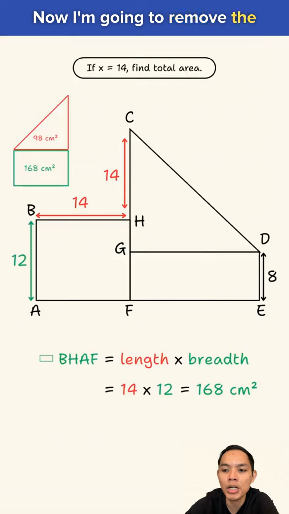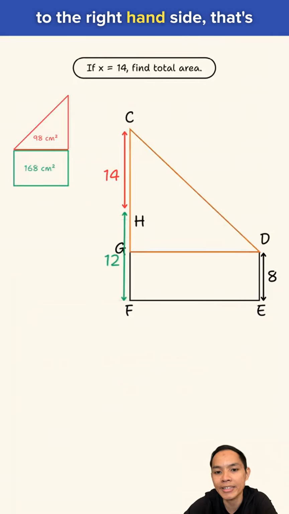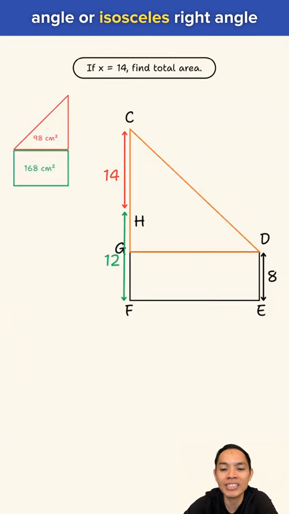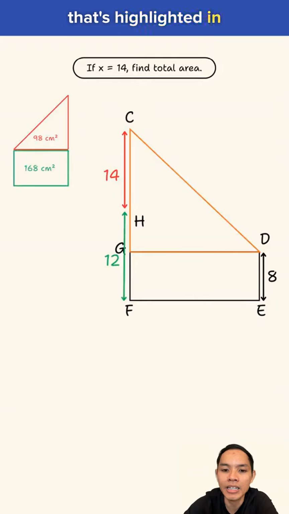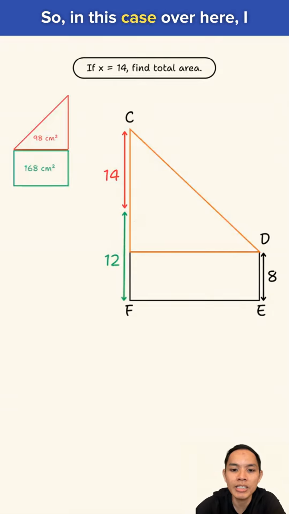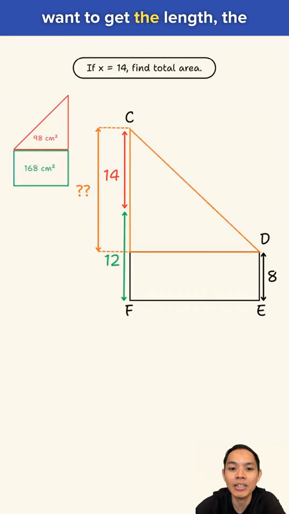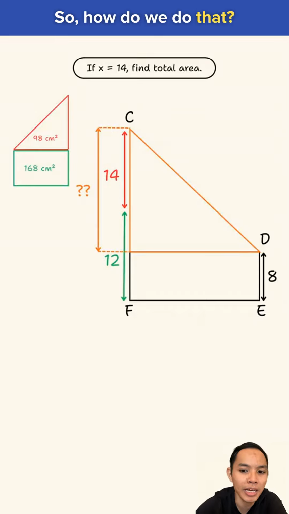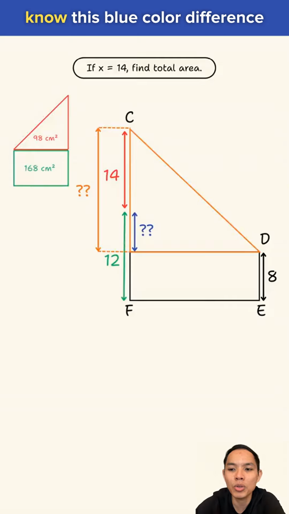Now I'm going to remove the rectangle and move the 12 centimeters to the right-hand side, as what you see over here. So I want to get the other isosceles right-angled triangle that's highlighted in orange. I want to get the height and base of this triangle. So how do we do that? We need to know this blue color difference to get the length of this triangle. So how do we do that?